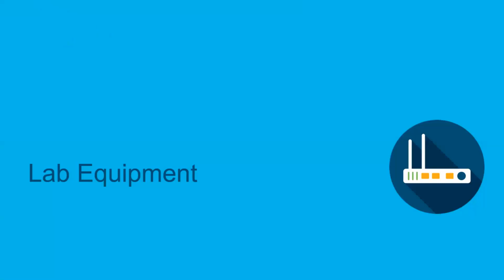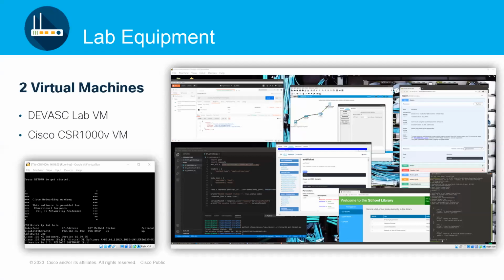Now I would like to jump to the next part of the course, that is the lab environment. The lab environment, as I already mentioned, was designed in a way so that even in the current situation where many of us are remotely teaching our students, the students will still be able to get the hands-on experience. So the entire lab environment for the DevNet Associate course is based on 2 virtual machines.